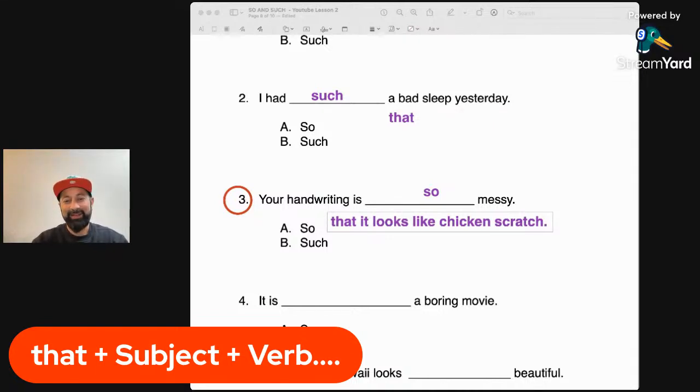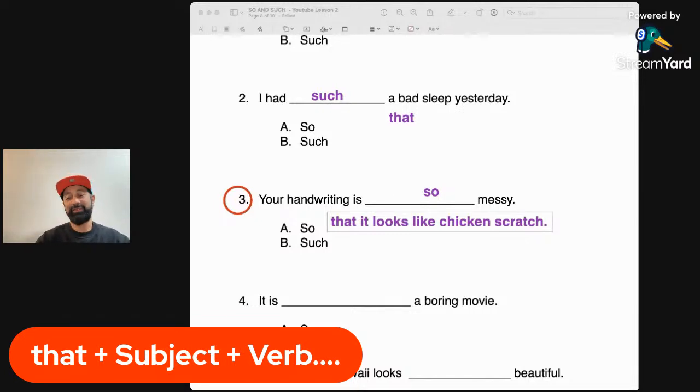scratch. Chicken scratch is basically, imagine that if a chicken is writing, it just looks like scratches on a piece of paper. If a chicken is walking on the ground, his footprints, they're just scratches. So this is kind of an old slang, very, very old slang. It just means messy. So your handwriting is so messy that it looks like chicken scratch. It just means very, very messy. And we only use this chicken scratch to talk about handwriting.